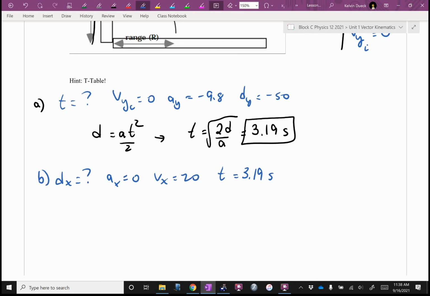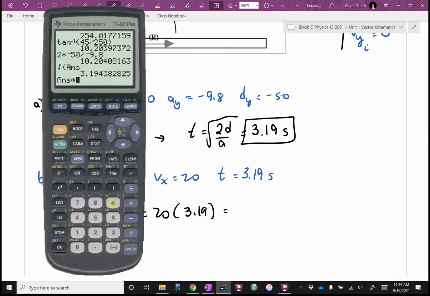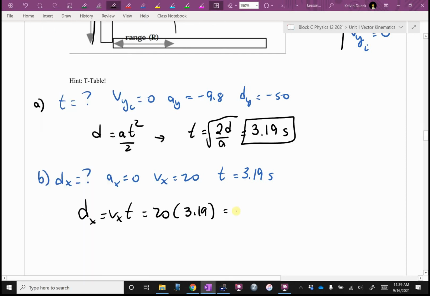Which equation? No, because this one's an even shorter version of the short version. Because what's a? So it's just going to be dx equals vxt. It's going to be 20 times 3.19. I get a horizontal range of 63.9 meters.